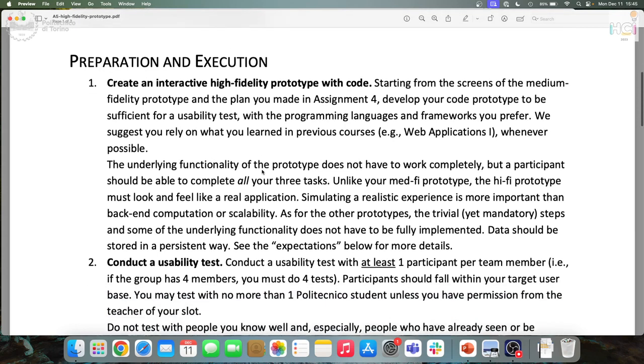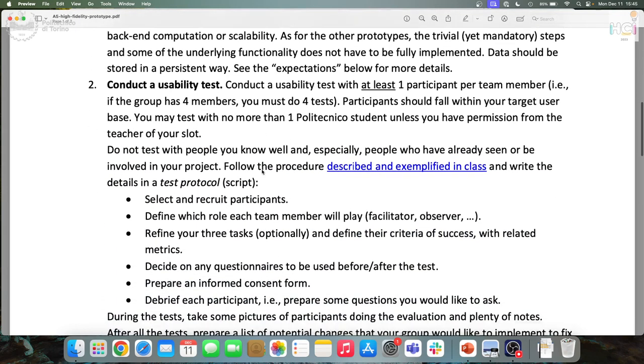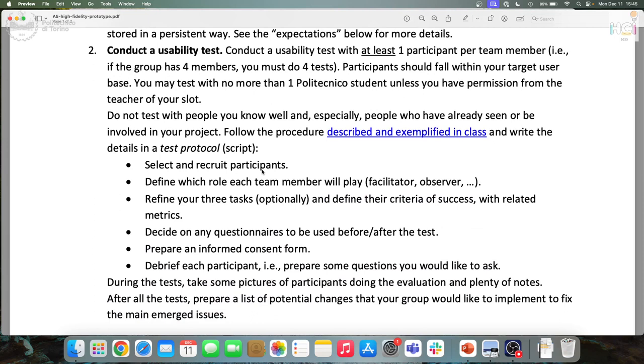So you need to create this prototype, and then at a certain point before the exam, conduct a usability testing. We will have classes about usability testing starting from next week. But before doing usability test, you need to do the prototype. So this is step number two. You will have a prototype, and you will have to test the usability of that high-fidelity prototype with real user. Real user in the target population that you selected at the beginning of the course.